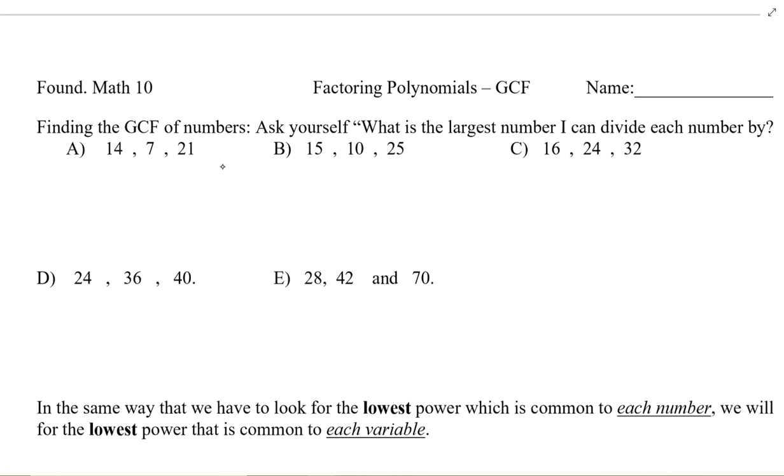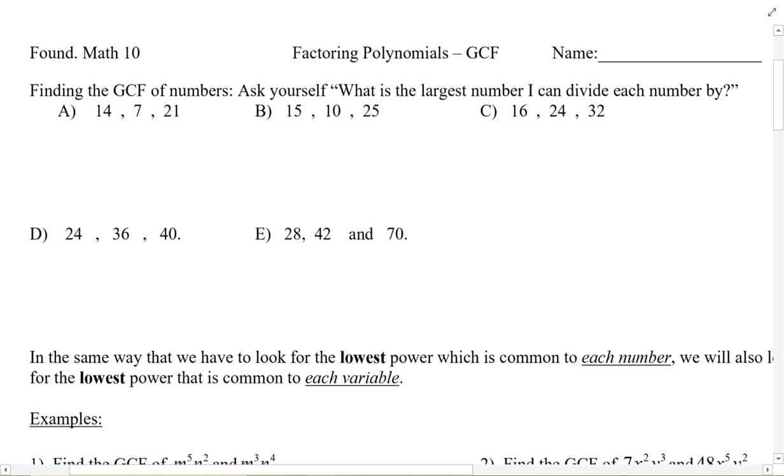For the GCF of numbers, you have to ask yourself, what is the largest number I can divide each of these three numbers by? I'll give you an easy one to start. 7 can only divide by one other number, and that's 7. So yes, this one's divisible by 7, divisible by 7, divisible by 7. So your GCF would equal 7. Now, 15, 10, and 25, most of you can probably guess it. But what if you can't?